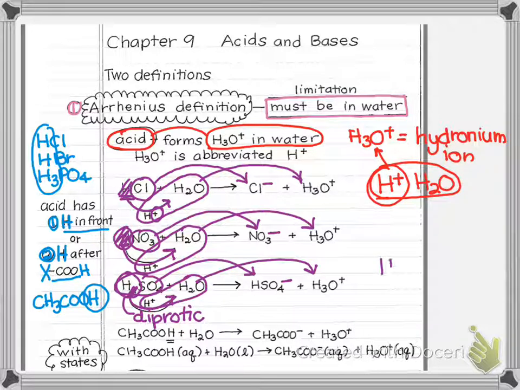You could also have a triprotic acid, like phosphoric acid, because it has three hydrogens that you could get rid of. But remember, for the sake of the definition, we only get rid of one at a time.